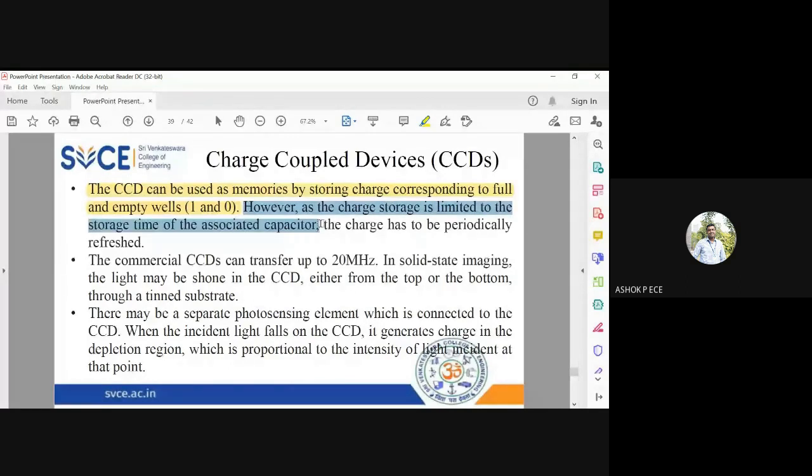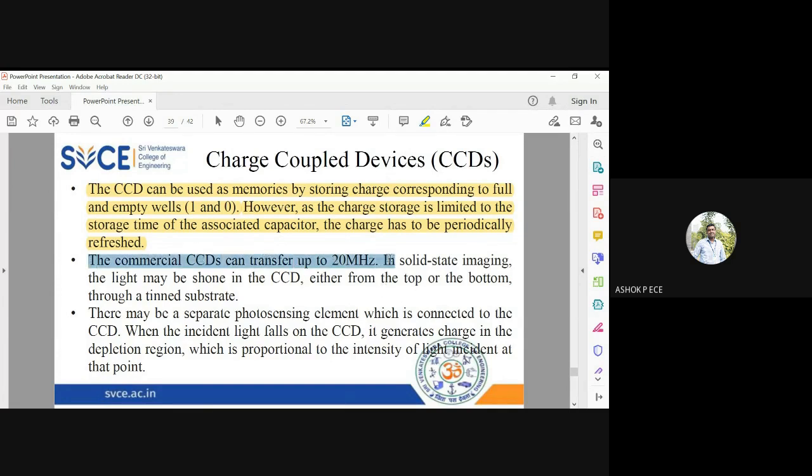The charge has to be refreshed periodically. Otherwise, the storage will not be permanent. It has to be refreshed periodically. So you have a metal, a two metal layer followed by an SiO2 layer followed by a P or N type region, right? So it forms a capacitor. Whatever capacity the capacitor has to store charge, only that much amount of charge can be stored, and you have to periodically refresh that charge storage. And CCDs can transfer up to 20 megahertz.